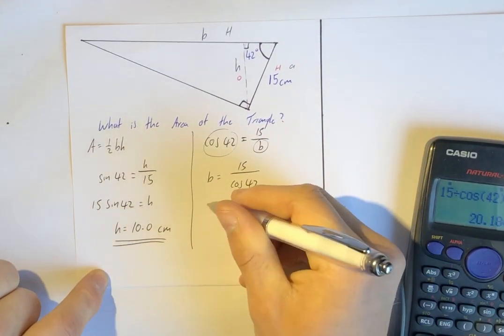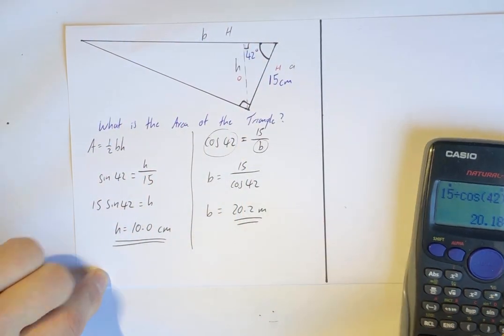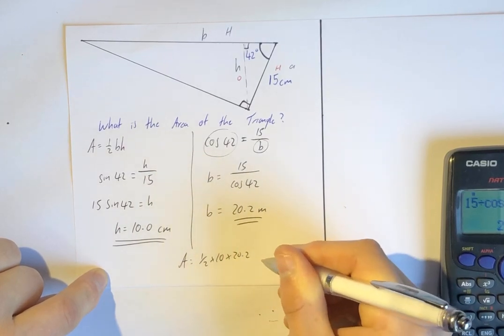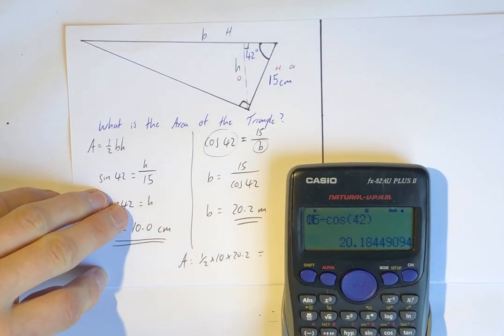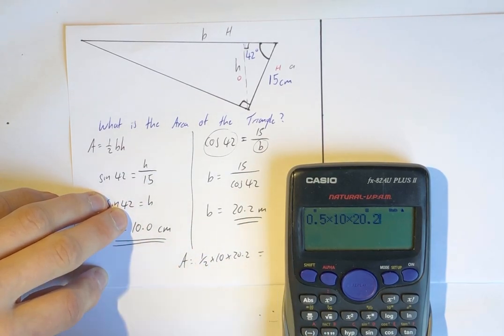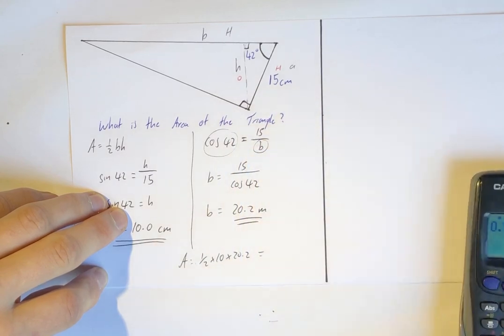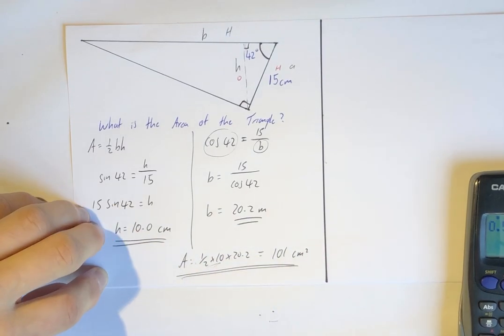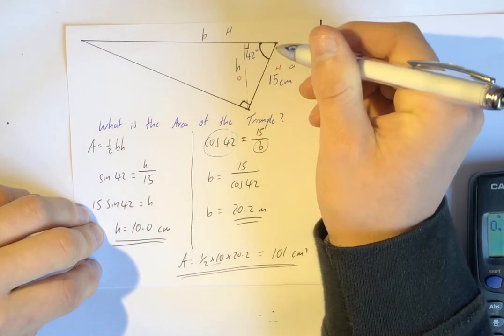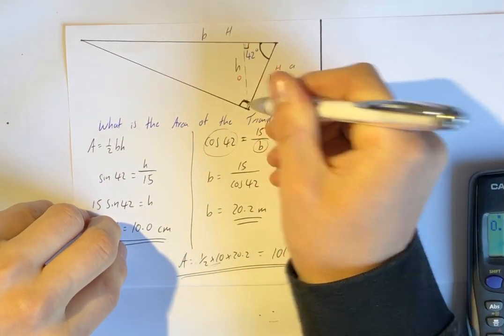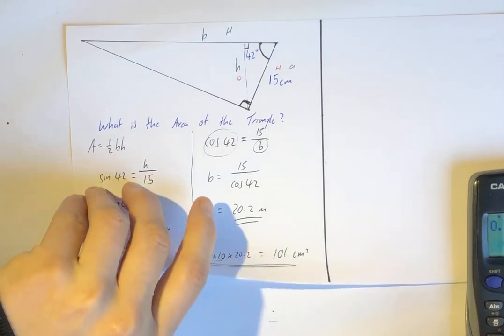Okay, now we have our base, our height. We can calculate the area. So area is a half times 10 times 20.2. And so that's going to be 0.5 times 10 times 20.2. Or I know half of 10 is 5, I could have just multiplied that through. That's going to be 101 centimeters squared. So there we have it. We found the area of a triangle only given one side and two angles, because we've been given that 90. Very good.